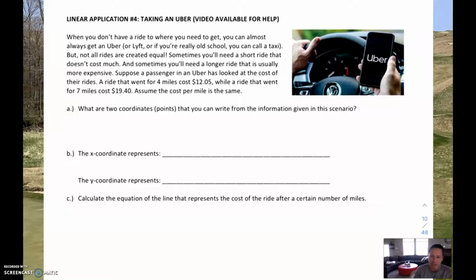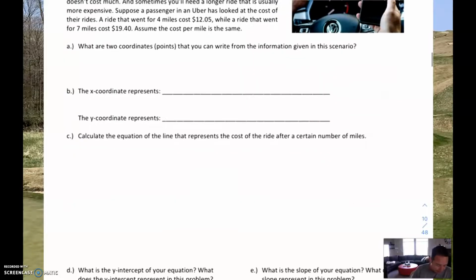Suppose a passenger in an Uber has looked at the cost of their rides, and they saw that a ride that goes for 4 miles cost them $12.05, and a ride that went for 7 miles costs $19.40. We're going to make the assumption, this isn't always a perfect assumption, that the cost per mile is the same. Let's say you're downtown. Going a mile downtown isn't usually going to be the same as going a mile out on the highway. So cost per mile is the same. We're making that assumption. It's not always the case.